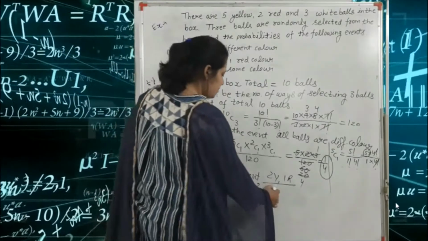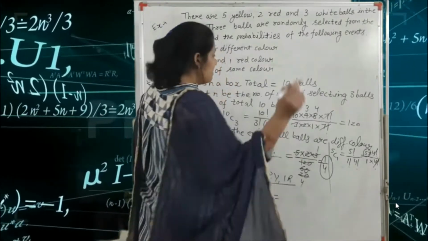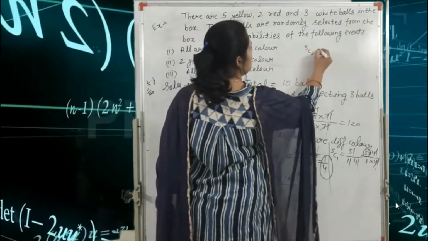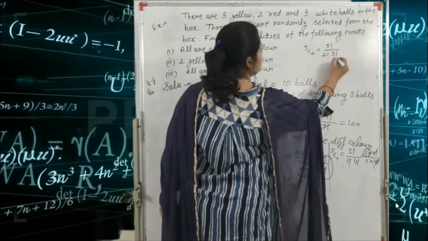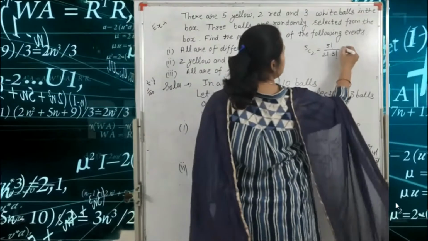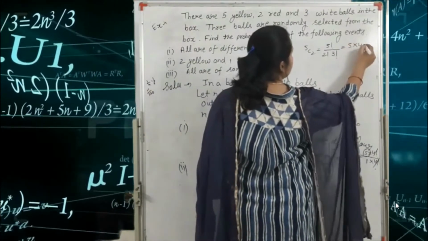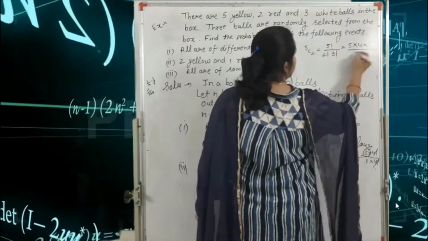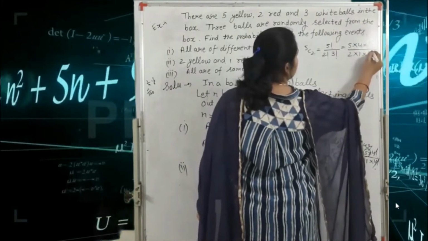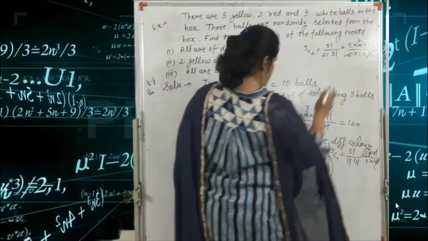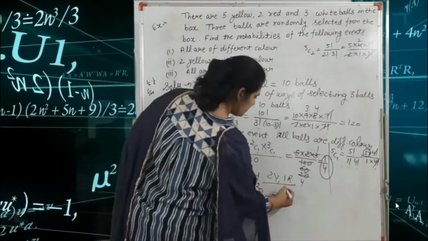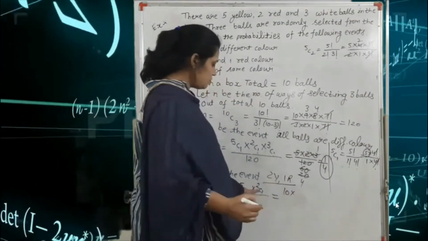Got it? So first you open the term 5C2. So here factorial 5 over factorial 2 and factorial 3, since 5 minus 2 is equal to 3. So open this term: 5 into 4 into factorial 3 over 2 into 1 into factorial 3. So you cancel: 2 twos are 4, that means 5 twos are 10, into 2C1.